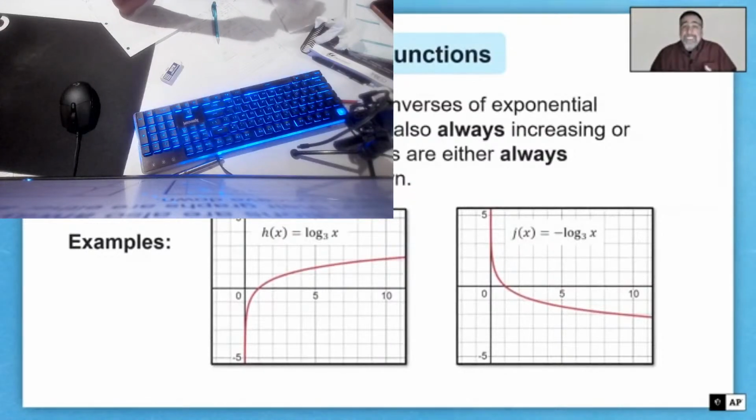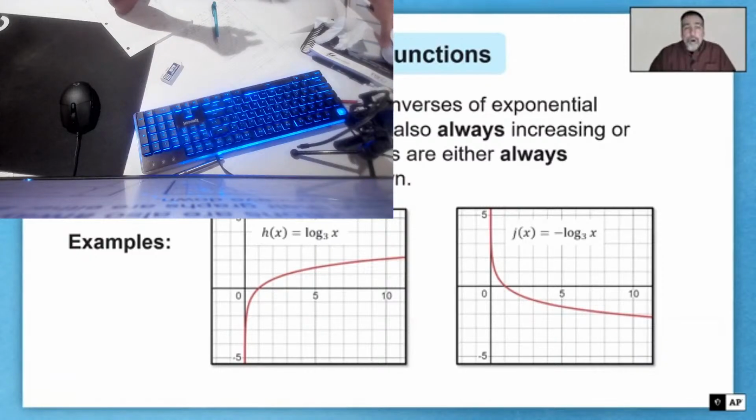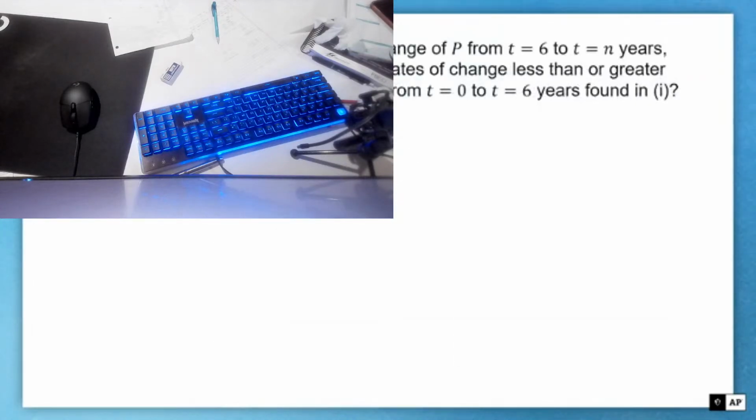Now, let's think about the inverse, the logarithmic function. Remember, how are these related? These are reflected over the line y equals x compared to what we just saw. So because they're the inverse function of exponentials, logarithmic functions are also always increasing or always decreasing, and their graphs are either always concave up or always concave down. With that information at your fingertips, Becky, why don't you go ahead and try to take a look at this question and take us through it.